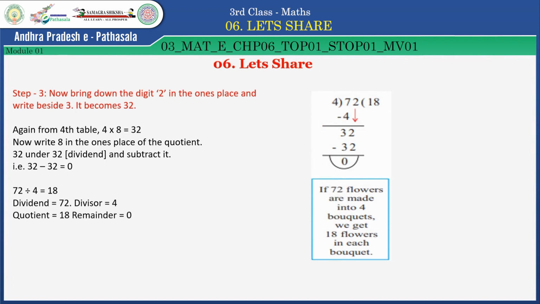72 divided by 4 is equal to 18. Here the dividend is 72, the divisor is 4, the quotient is 18, and the remainder is 0. If 72 flowers are made into 4 bouquets, we get 18 flowers in each bouquet.